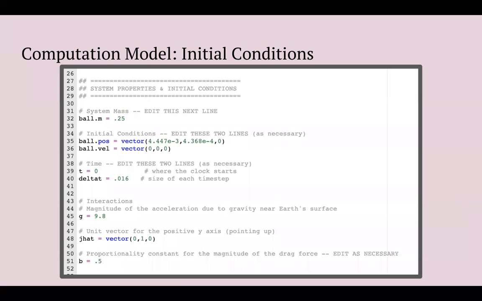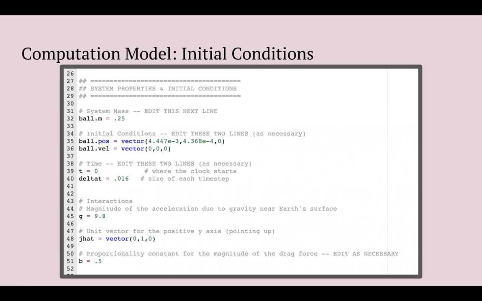Here are some excerpts of my code that indicate the initial conditions. I set the object's mass to be 0.25. I set the initial position to be 4.447e-3 in the x direction and 4.368e-4 in the y direction. I found these values from my Tracker data. I also set the initial velocity to be 0 because the slinky begins at rest.